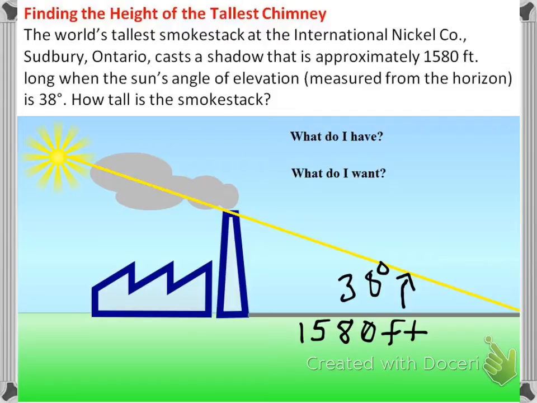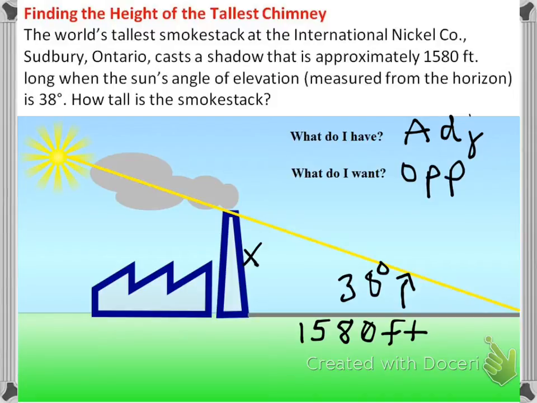So in terms of this 38 degree angle, what do I have? Well, I have the side that is adjacent to it. However, I want to know how high the chimney is. So what do I want? I want the side that is opposite.